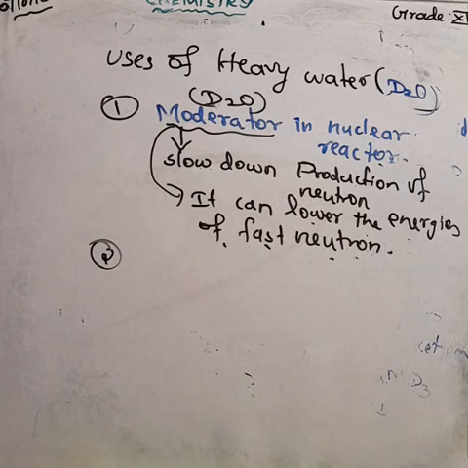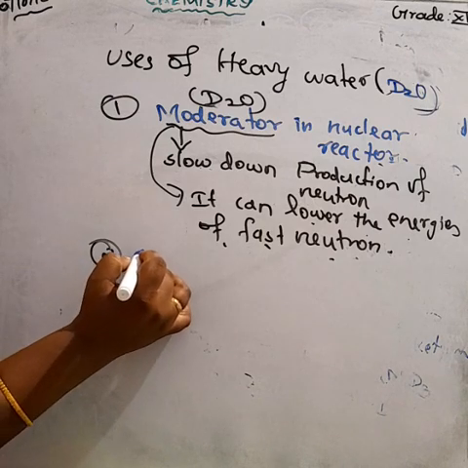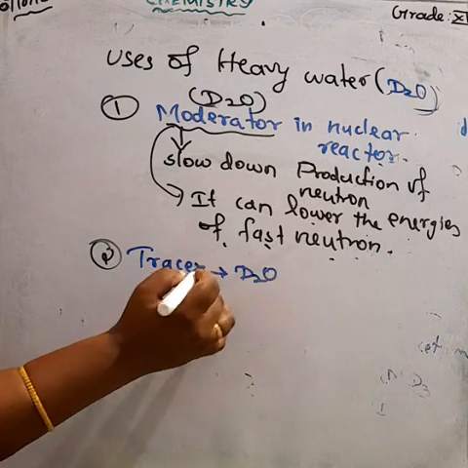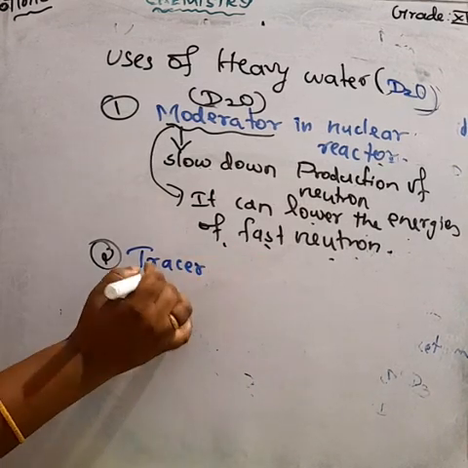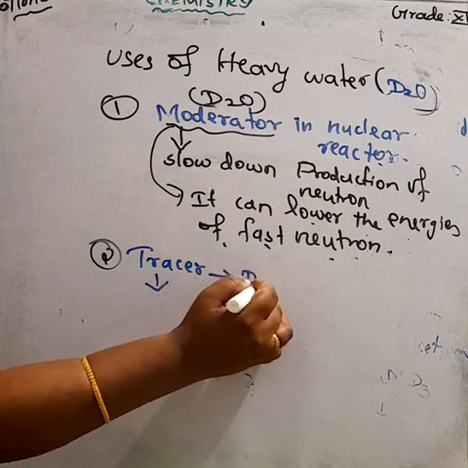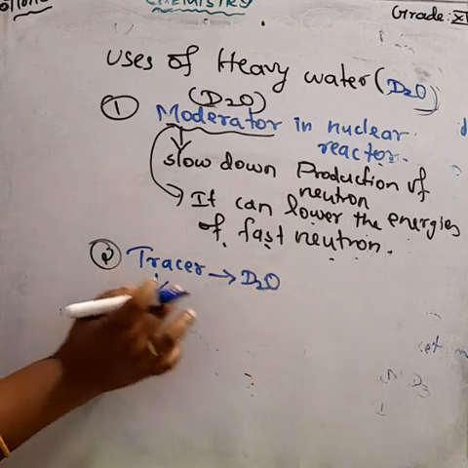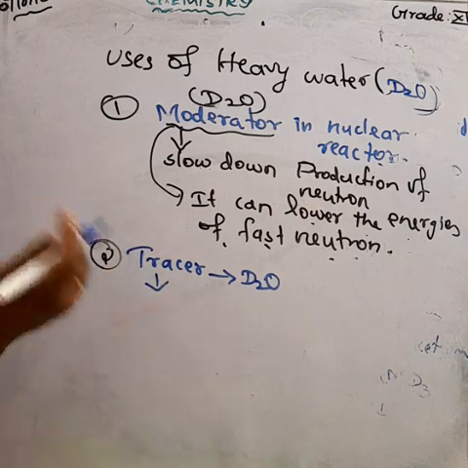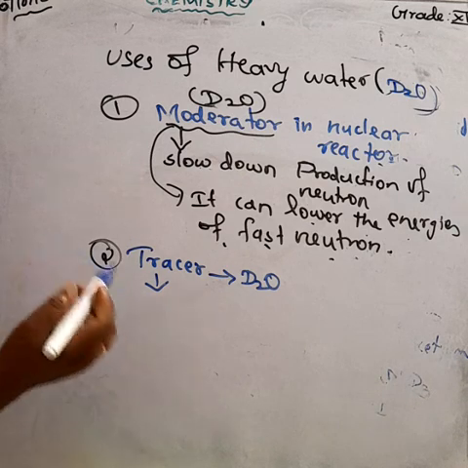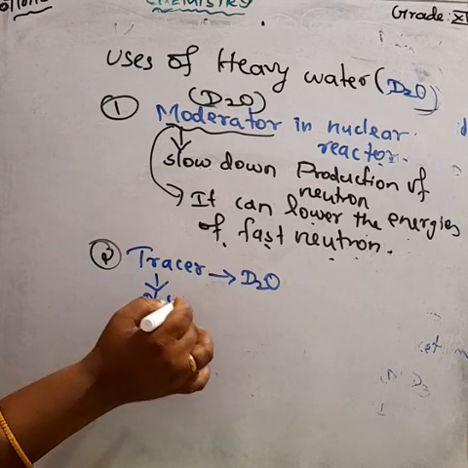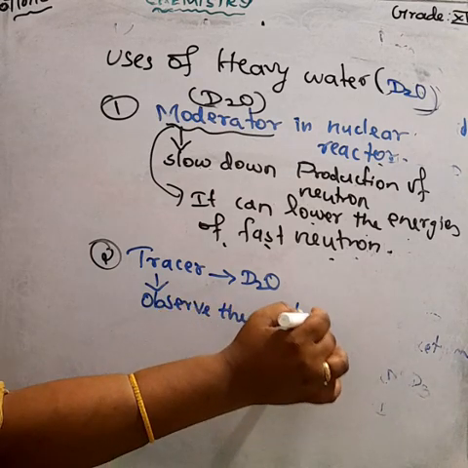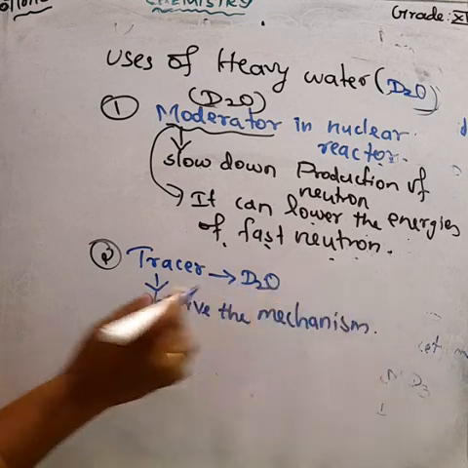It is commonly used as a tracer to study the organic reaction mechanisms and the mechanism of metabolic reactions. What do you mean by tracer? A tracer is a substance that can help identify or observe the process. That may be an organic reaction mechanism or a metabolic reaction.